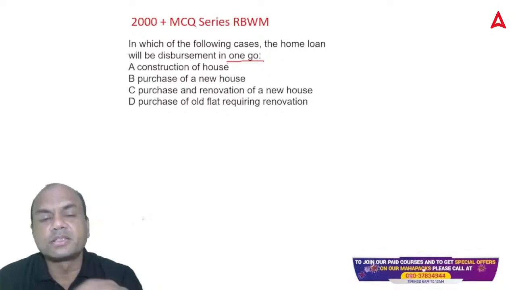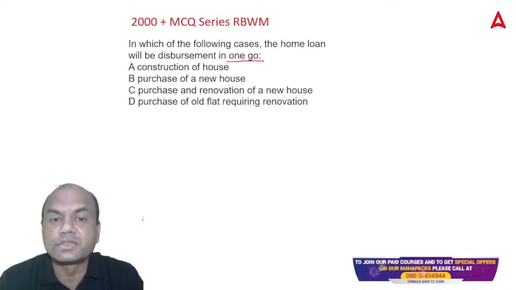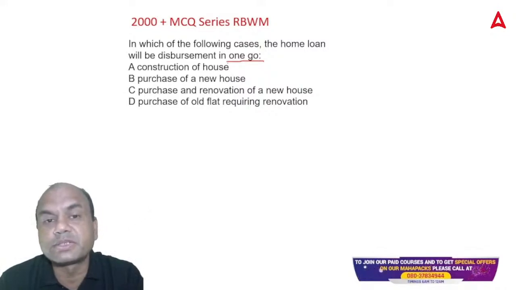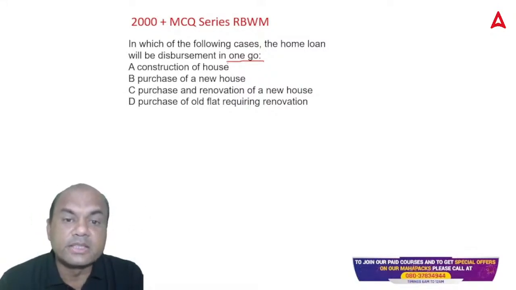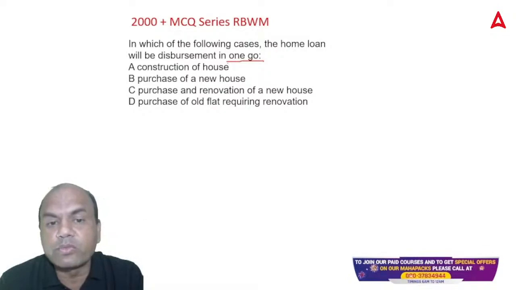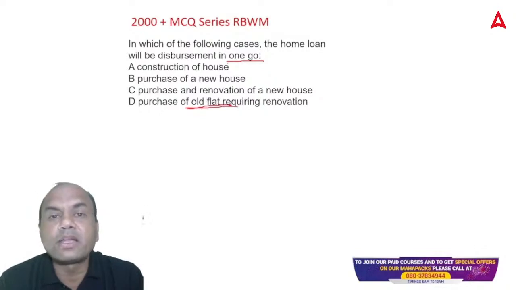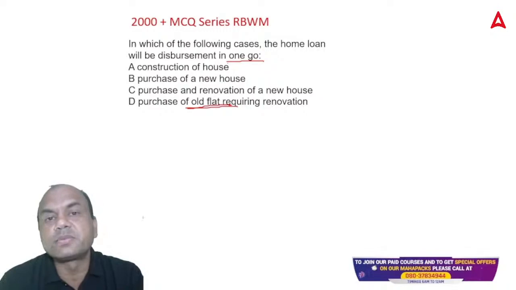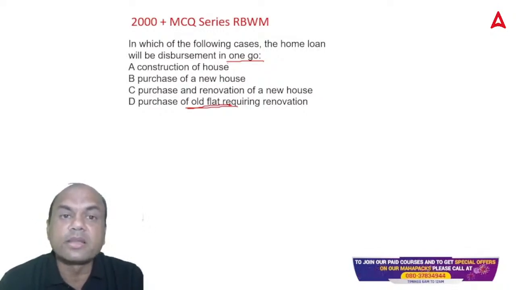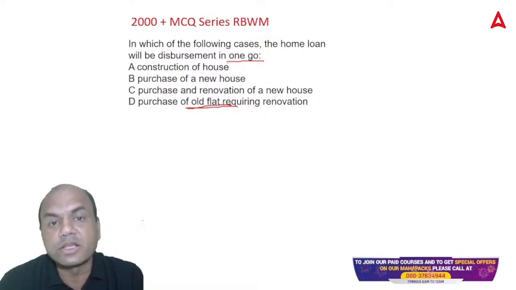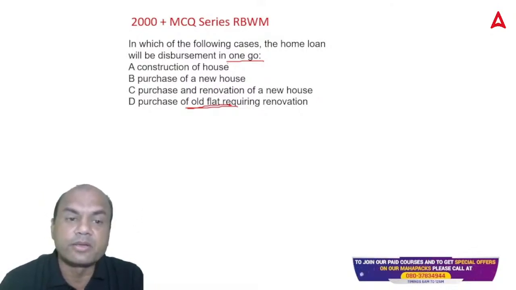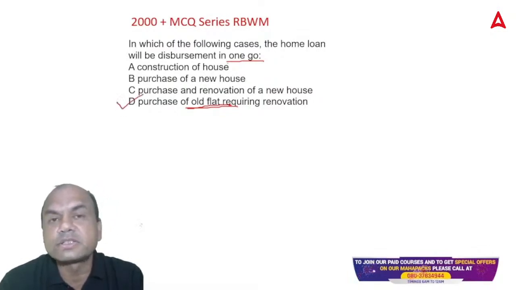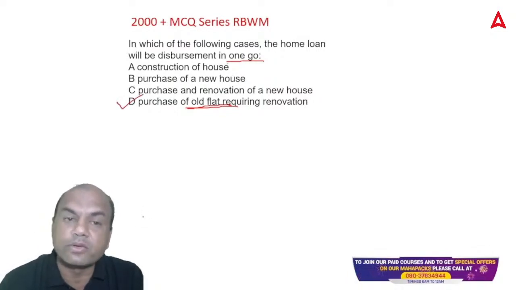It is construction of a house, purchase of a new house. See here, construction of a house will be disbursed in phases. Generally, whenever you are buying an old flat, a second-hand flat, you have to pay it in one go. For any new house, it is generally disbursed in stages: foundation level, then plinth, then walls, then first slab, second slab. In an old flat, because it's already constructed, you have to give it in one go.